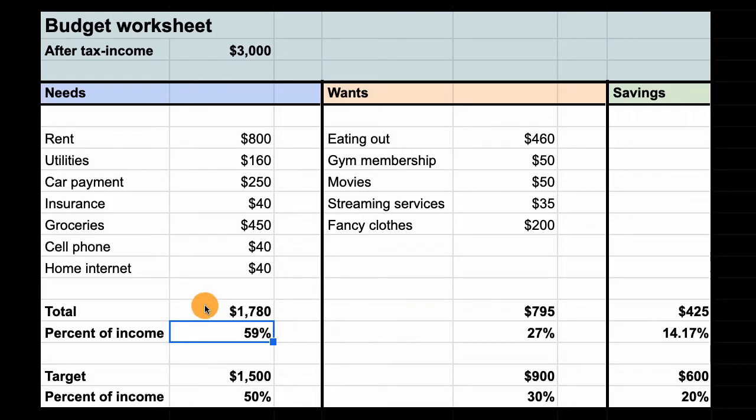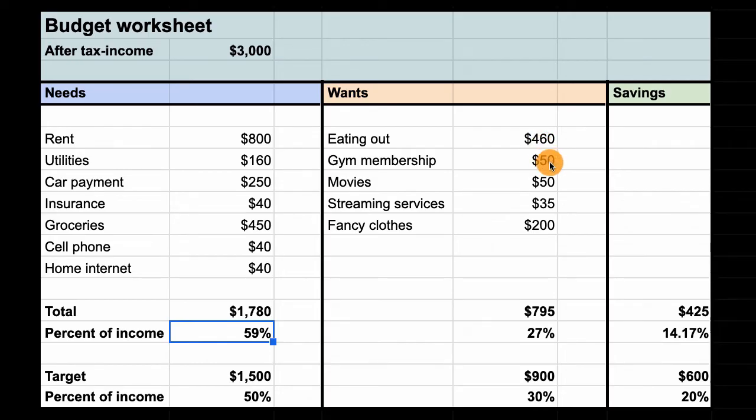But let's just think about where this budget is right now, and then we can think about how can we tweak it to get closer to the 50-30-20 target. Now, this next column here is our wants. These are things that are nice to have. So, for example, you don't have to go to a restaurant in order to survive. You do have to get groceries. Eating out at a restaurant, as we know, is more expensive than getting groceries in most cases. So we'll put that as a want. So $460 of eating out.